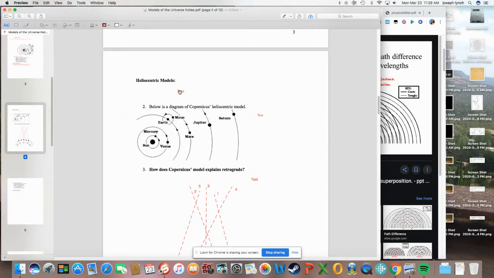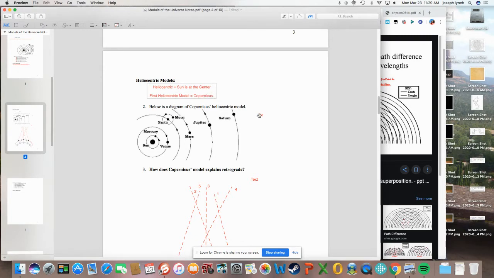So last time we talked about geocentric models. Now we're going to move on to heliocentric models. Heliocentric means the sun is at the center. And the first heliocentric model was done by Copernicus.